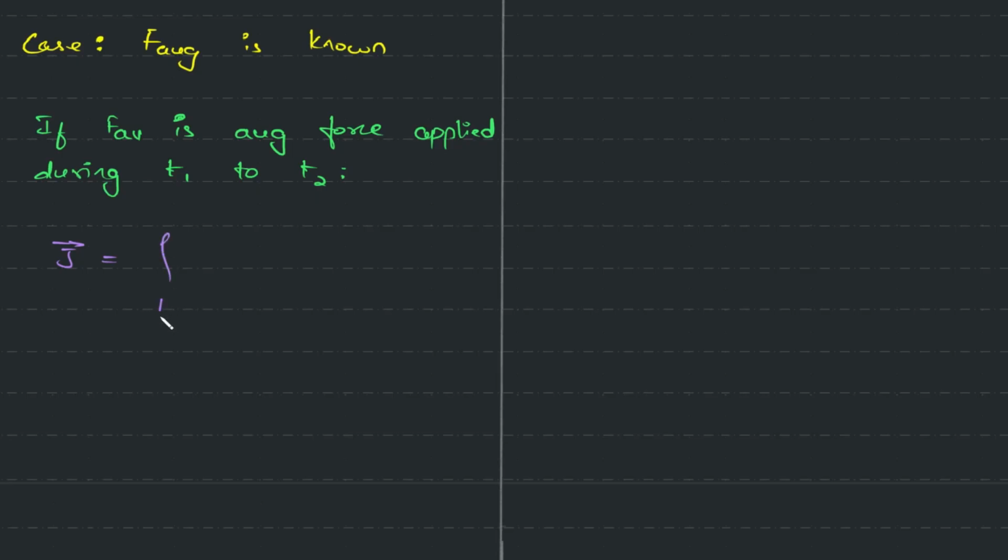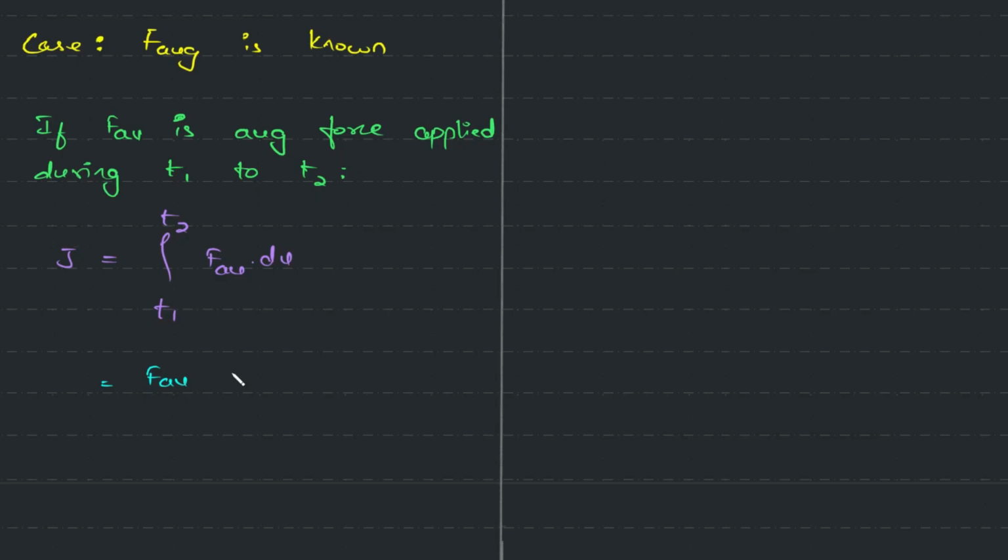If, let me write it a bit neater, if F_AV is going to represent your average force applied during T1 to T2, then the impulse will be as per the definition. We have this, right? Since F_AV is constant, what can we do?